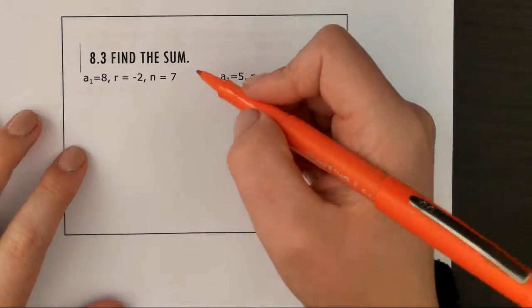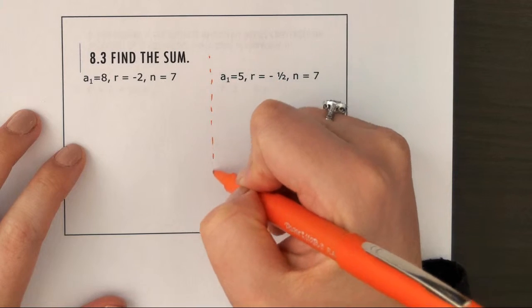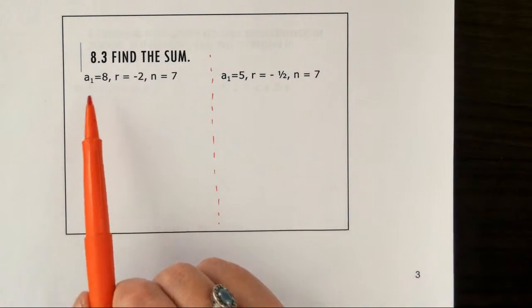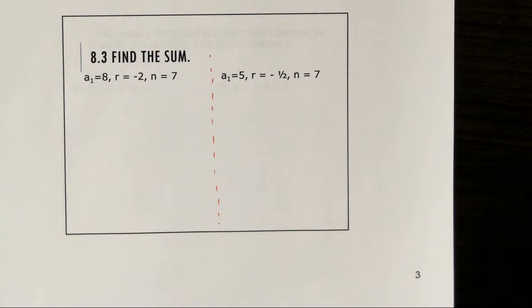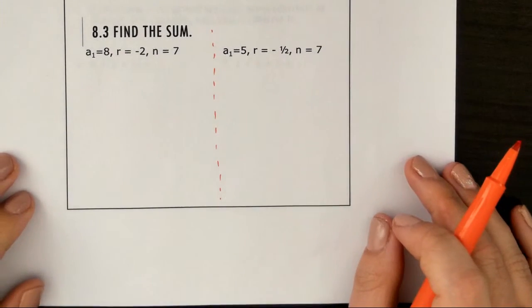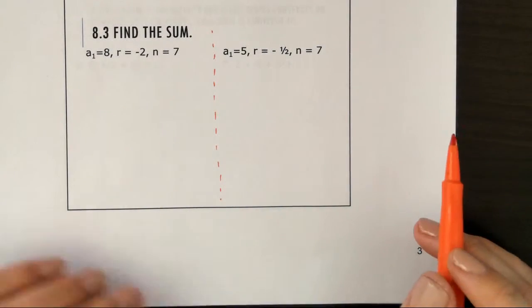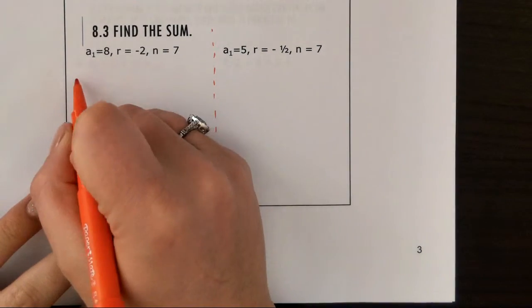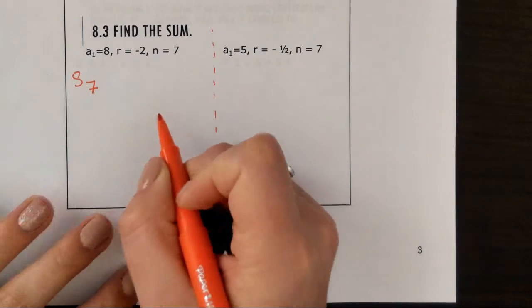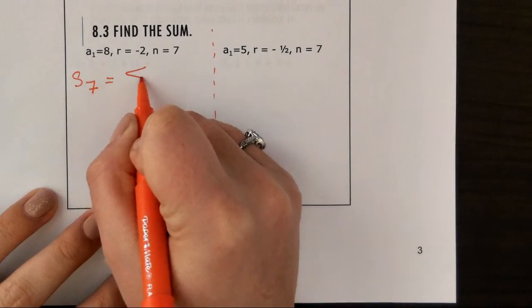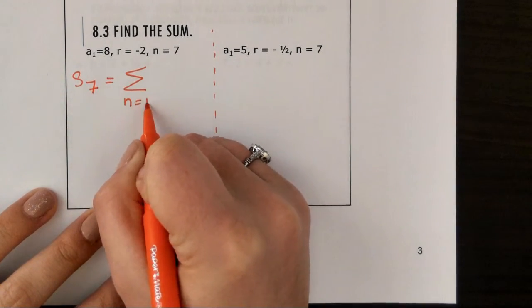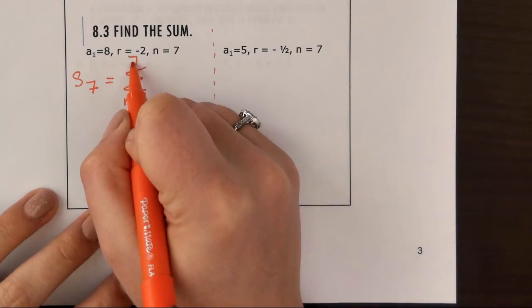Okay, so let's find the sum of these two examples. We have our first term is 8, our common ratio is -2, and we have 7 terms in the sequence. So let's use the summation notation for this example, and we'll use the other notation for the second example. Okay, so we're trying to find the sum of the first 7 terms, first term to our 7th term.